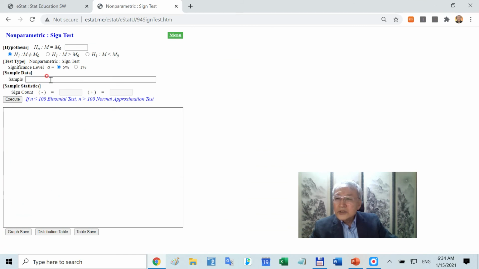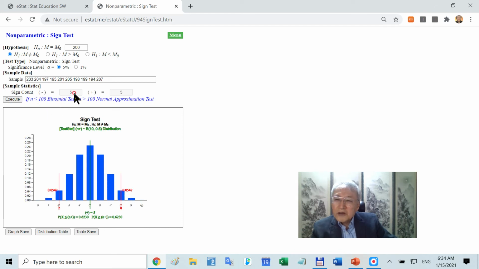And you need to test whether the median is 200 or not, the alternative hypothesis. Let's try to use a 5% significance level. Then if you click the execute button, it calculates the number of plus signs and minus signs. It looks equal. Well, you may use one of these, plus sign, one negative sign. The test statistic is 5.